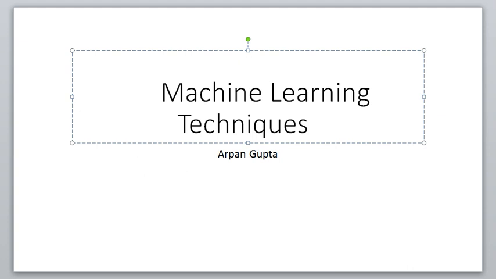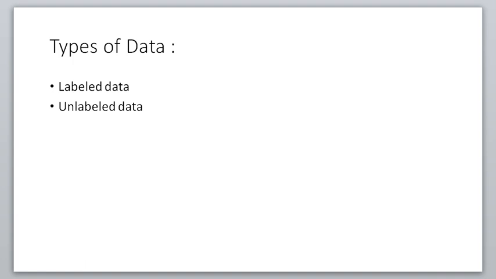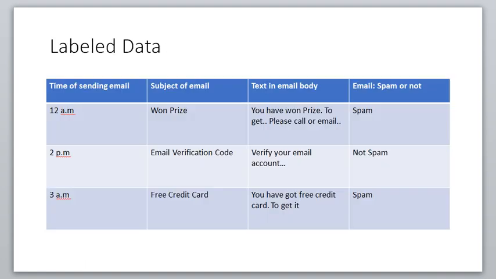We will begin with what kind of data we handle in machine learning. So basically, we have two types of data, which is labeled data and unlabeled data. We will first discuss an example of what is labeled data.